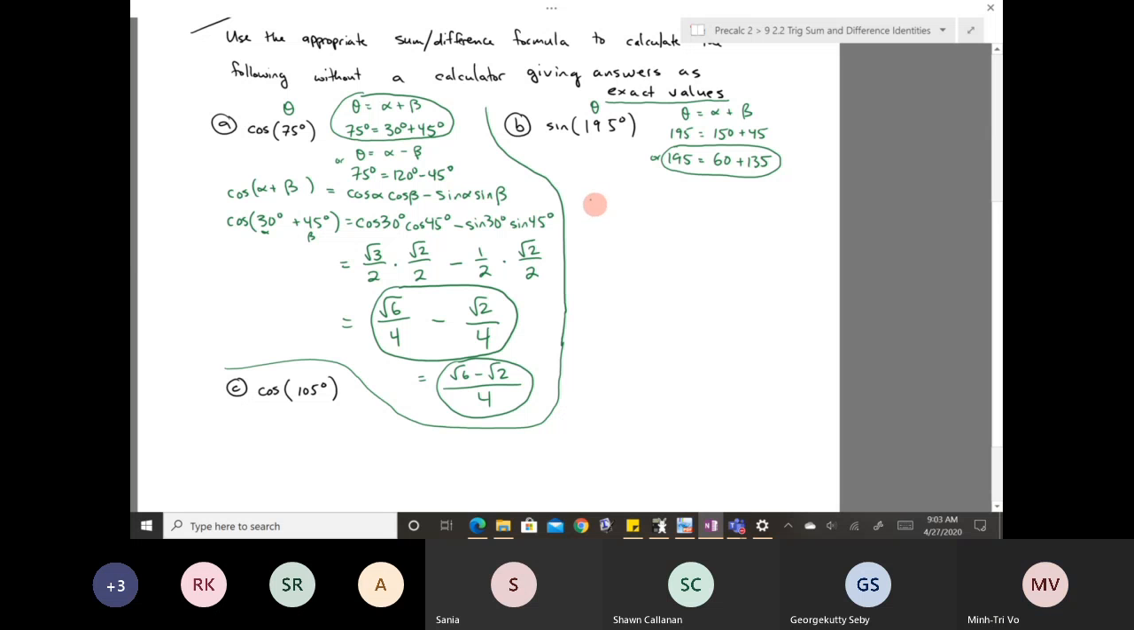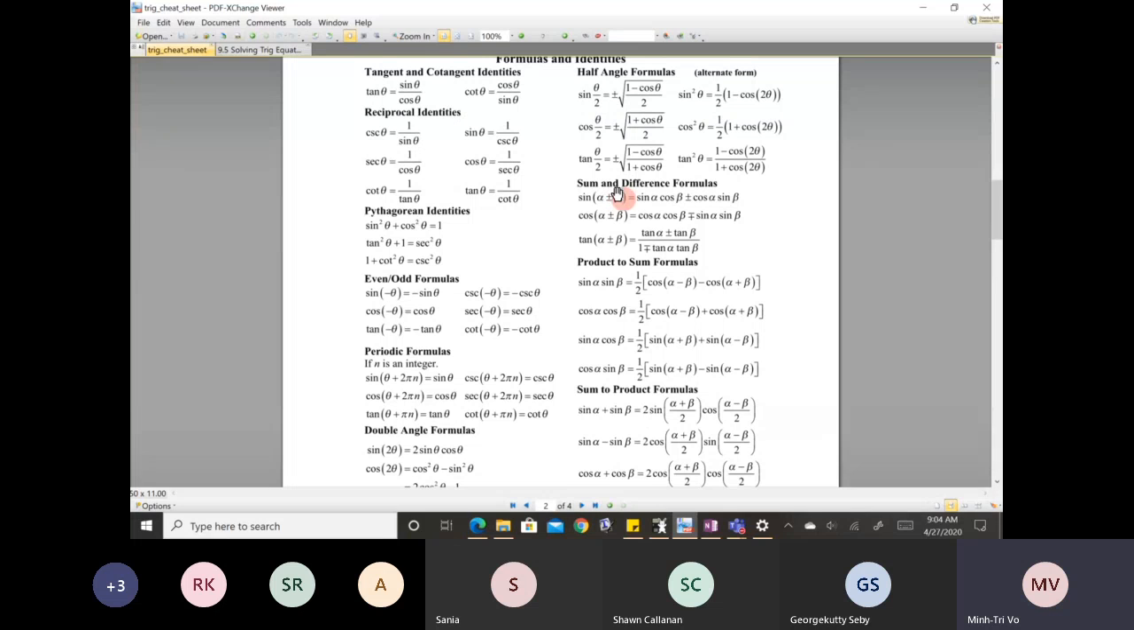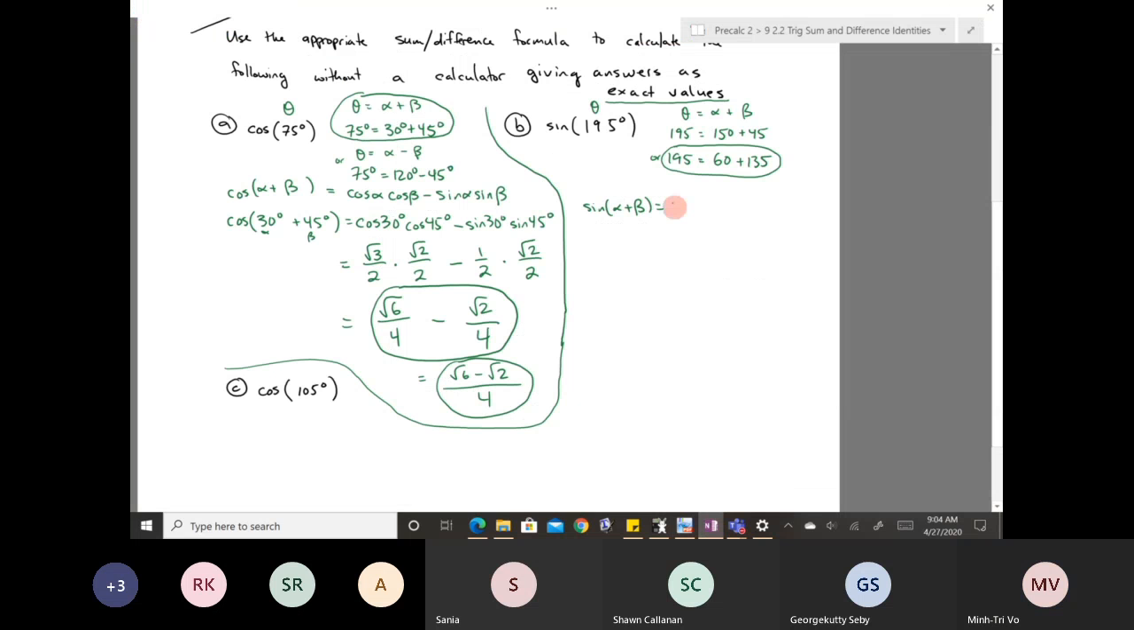So let's write it out. I'm using a sum formula for sine. Okay, so sine alpha plus beta. What is the sum formula for sine? Plus is the symbol on top, so I need the one on top here, which is also a plus. So it's sine alpha cosine beta plus cosine alpha sine beta.